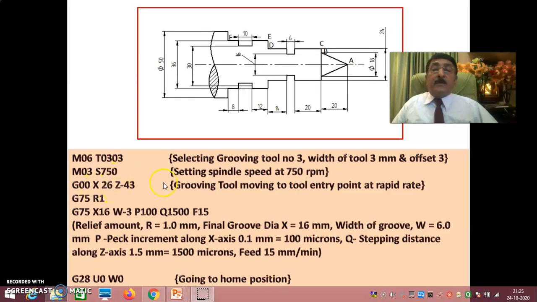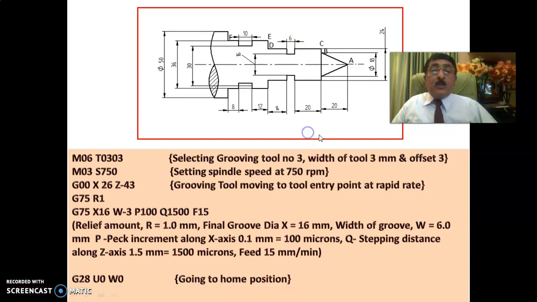G00 X26 Z minus 43 means first this groove has to be cut. This is already 24, let us say 26, some 2 mm above. And Z minus 43 means, since the tool width is 3 mm, that is 40 plus 3. That means right alignment. I'll just show you here.